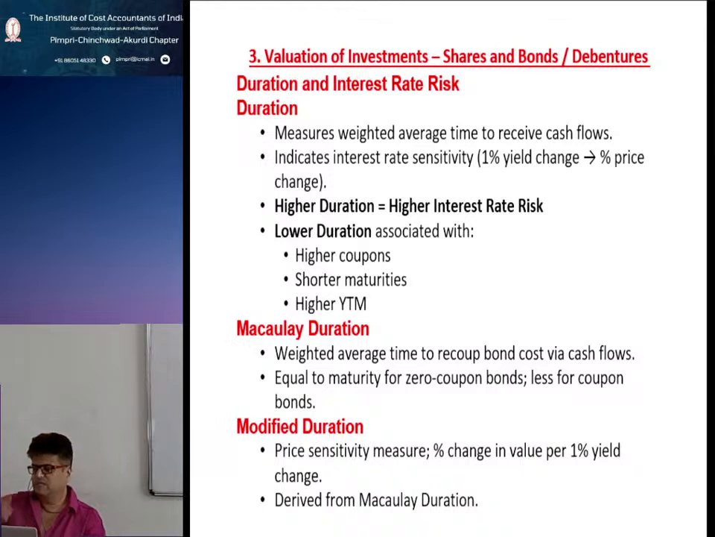So there we saw Macaulay duration. Macaulay duration is the weighted average time to recoup the bond cost via cash flows, equal to maturity for zero coupon bonds and less for coupon bonds. Then we saw modified duration. Modified duration is the price sensitivity measure, wherein the percentage change in value per 1% yield change is derived from Macaulay duration.